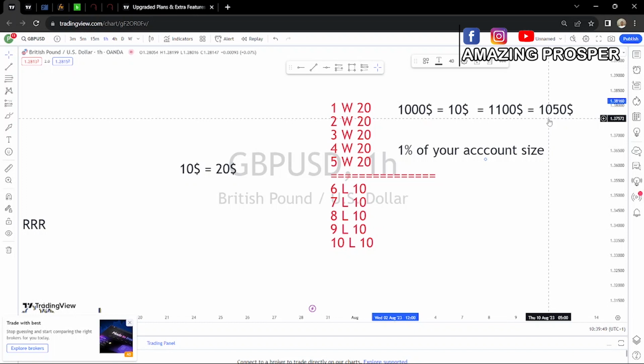Imagine that this account is $1 million. Brothers and sisters, you have made money. Imagine that it's $10,000, brother, you are up 5%. You made money. Imagine that it's $100,000, brother, you are up 5%.